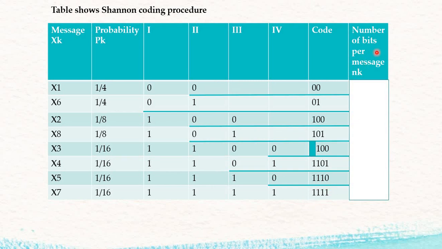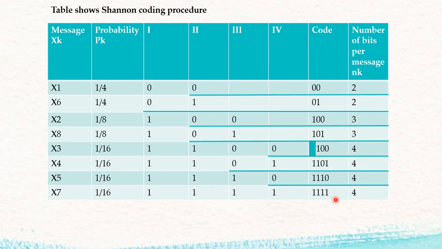So then number of bits per message, we have to find it out. So how you are going to find it out? It is 2 2 3 3 3 4 4 4. So that was it. So once the table is with us, our next task is to find out the entropy, n bar, and then the efficiency. So find entropy and the average number of bits per symbol.